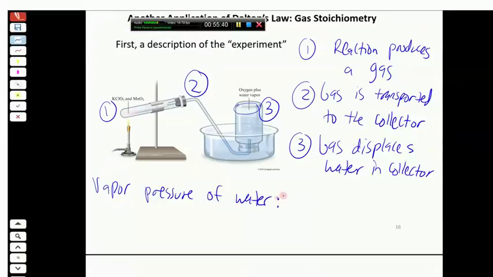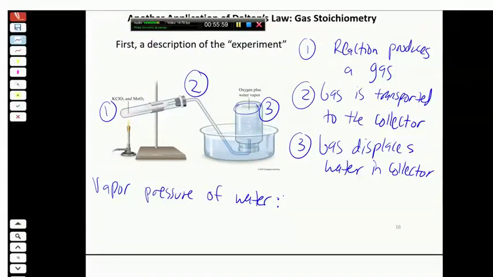So when you collect a gas over water, as we're doing here, we're collecting the gas in an inverted container of water. The total pressure of the system, which would be atmospheric pressure in this case if it's open to the atmosphere, is going to be a sum of the pressure of the gas you're collecting plus the pressure of the water vapor that's above the sample of water.